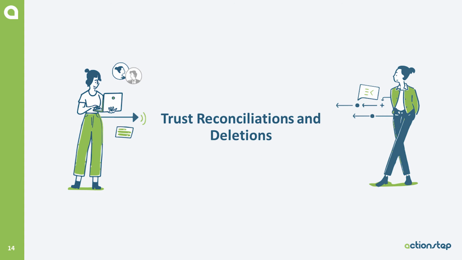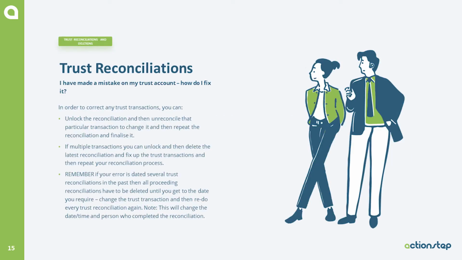We're now going to look at what happens when we need to go back and edit a trust transaction because there's been an error. When we do a trust reconciliation, all of those trust transactions that are in the reconciliation are locked, which means we can't go in and edit them. So if you do need to do that, then you need to go back to the reconciliation that that transaction belongs to, and you need to unlock it.